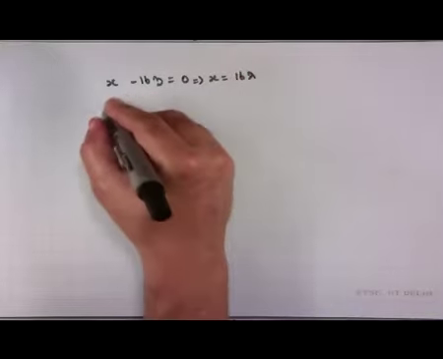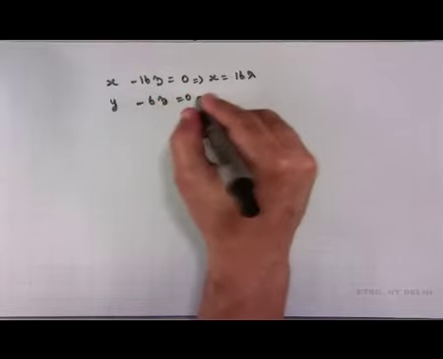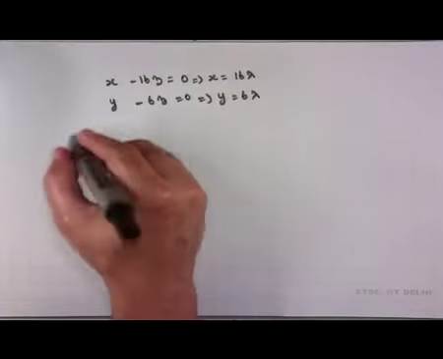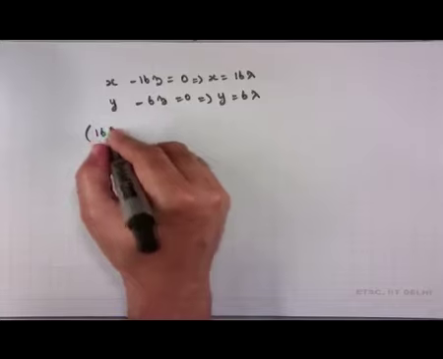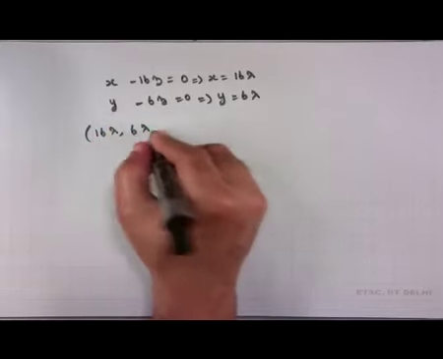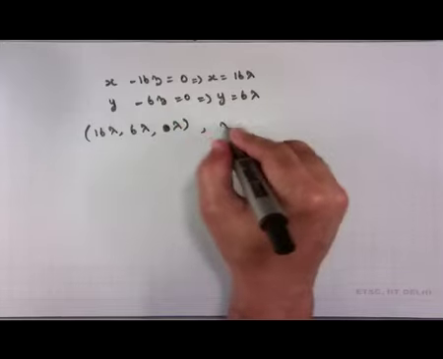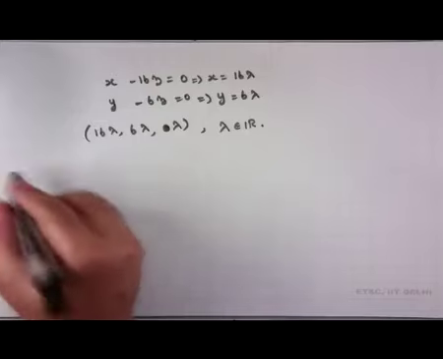The second one will give me y minus 6z is 0, that will imply that y equal to 6 times lambda. Therefore, the solution is the following: 16 lambda, 6 lambda, lambda with lambda in R. Right? These are all the solutions, which means that this system has got infinite number of solutions. Now, let us do the next problem.